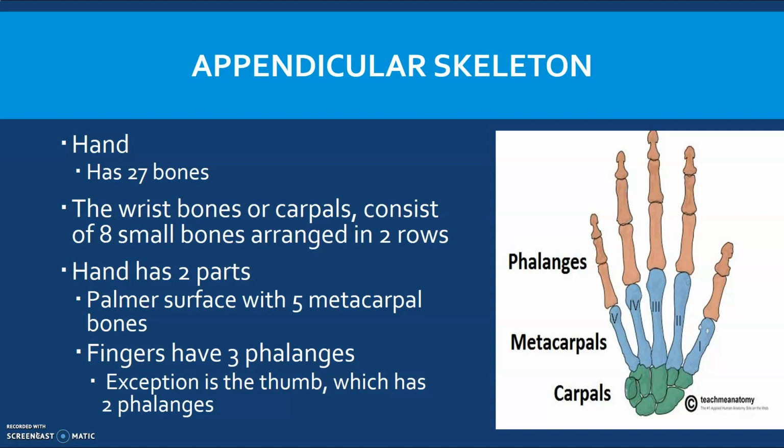Now the hand has 2 parts. You have the palmar surface with 5 metacarpal bones, and you have the fingers or phalanges. Now fingers have 3 phalanges, and the only exception there with the fingers is the thumb, which only has 2 phalanges.